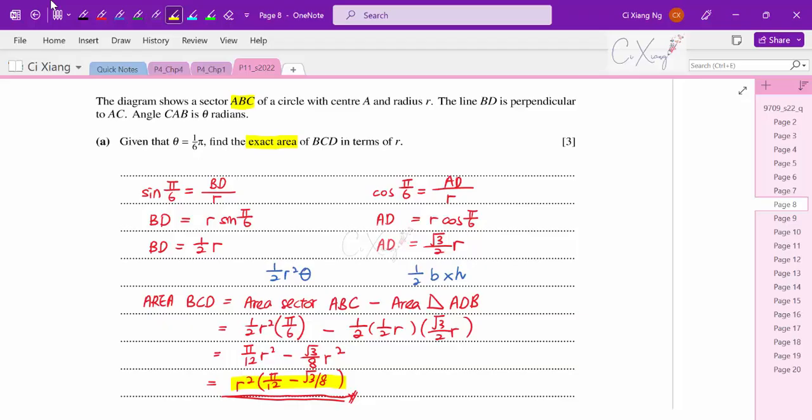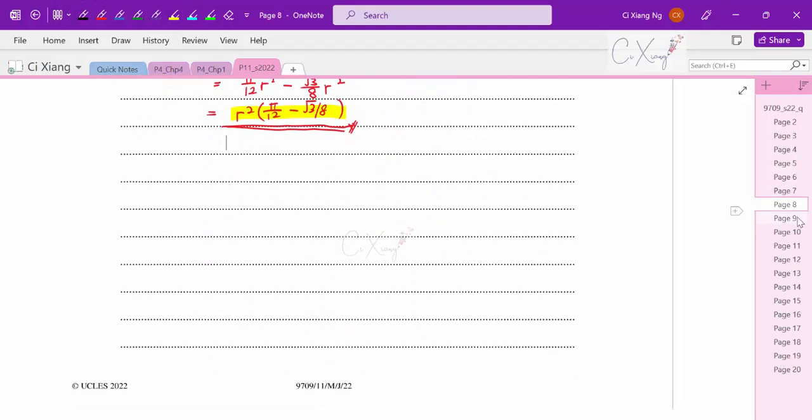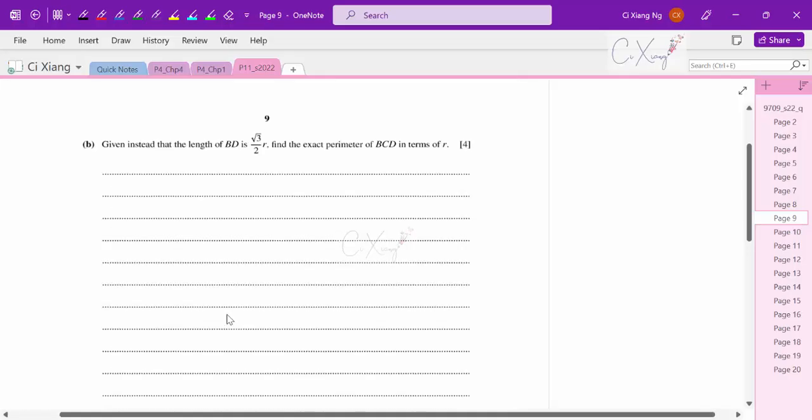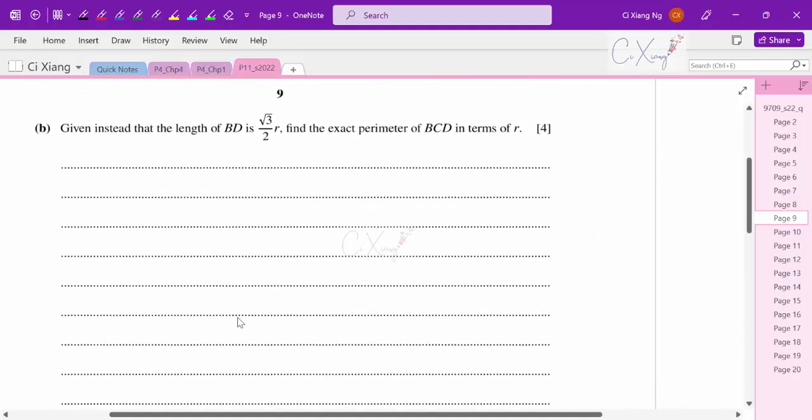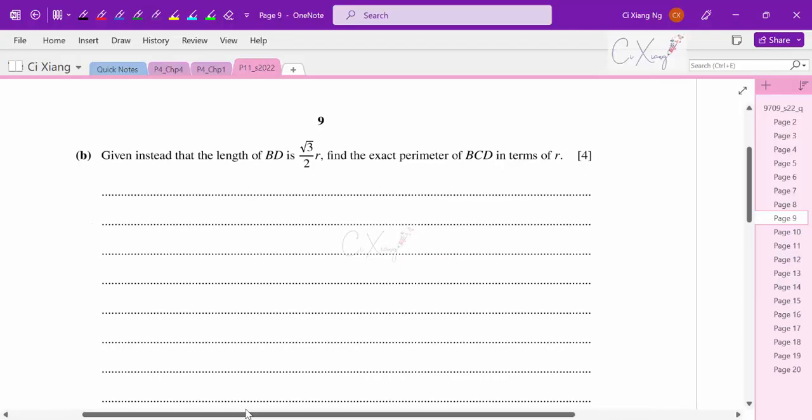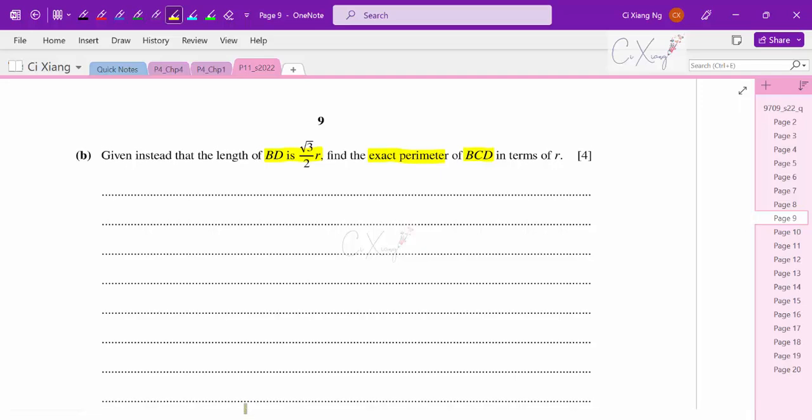Okay, so we can proceed to part B. For part B, now they give us some extra information. Given instead that the length of BD is equal to square root 3 over 2 R, find the exact perimeter of BCD in terms of R.